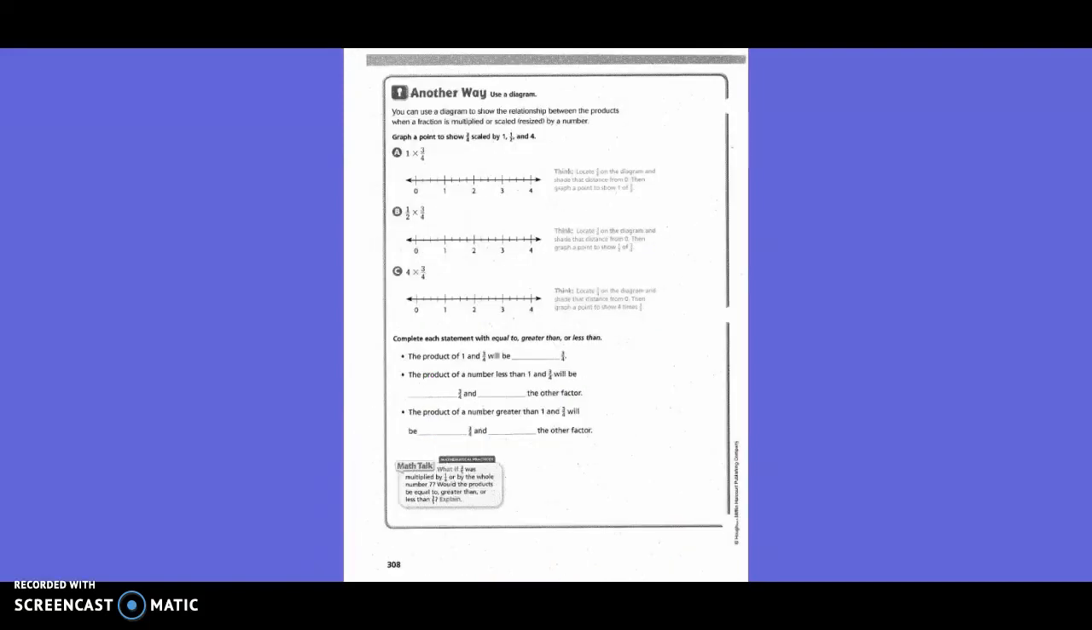Another way, use a diagram. You can use a diagram to show the relationship between the products when a fraction is multiplied or scaled by a number. First of all, they say 1 times 3/4, and it says to locate 3/4 on the diagram and shade that distance from 0. So each from 0 to 1, 1 to 2, how many sections are those broken up into? 4. So they want us to shade 3/4. So we go from here to here would be 3/4.